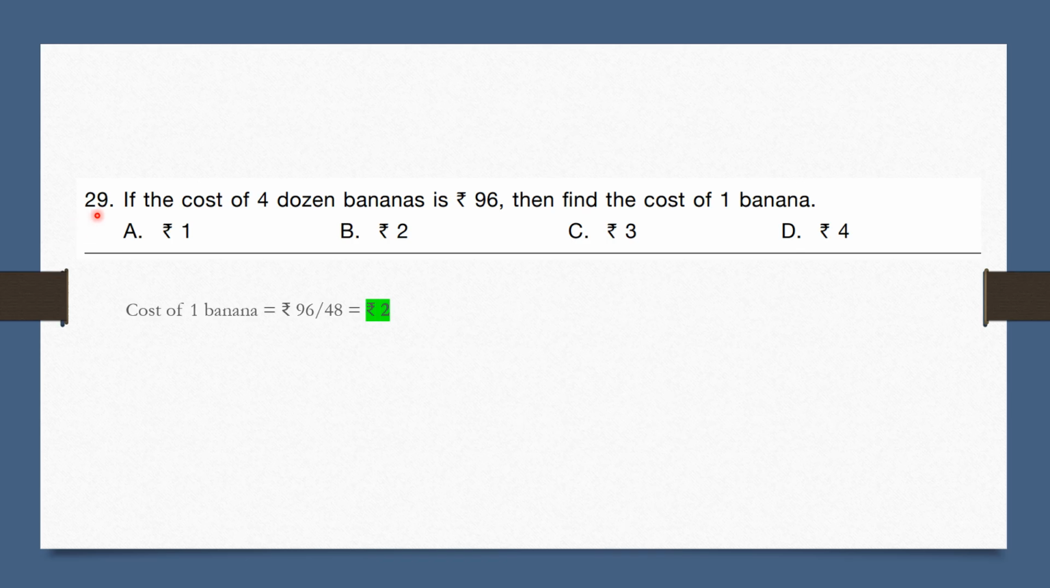Question number 29. If the cost of 4 dozen bananas is rupees 96, then find the cost of 1 banana. So in 1 dozen there are 12 bananas. So in 4 dozen there are 12 times 4, which is 48 bananas. So 48 bananas cost 96. So 1 banana costs 96 divided by 48, which is rupees 2. So our answer is option B.